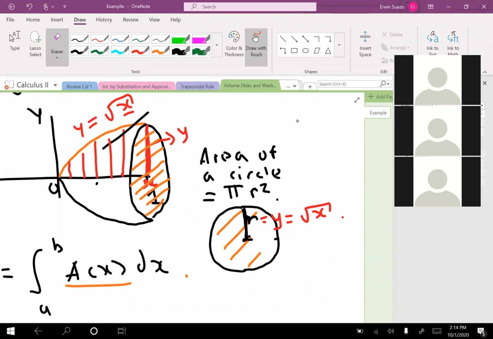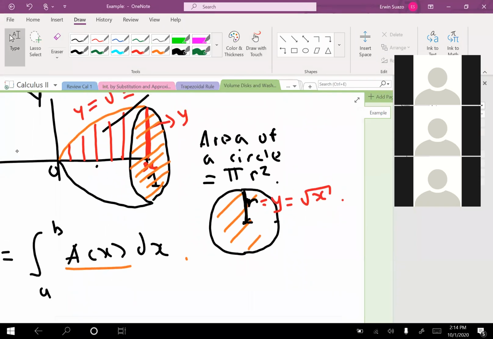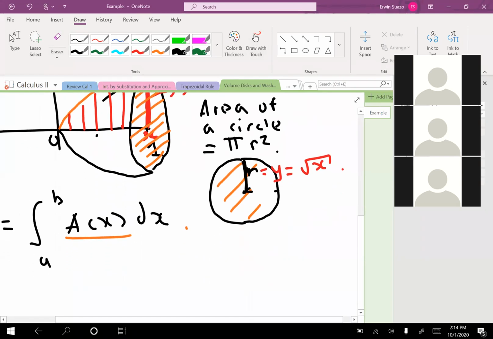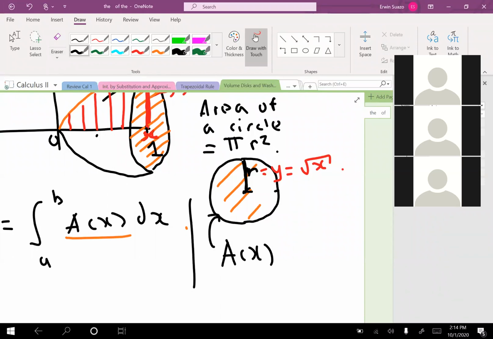Okay, so now that we know the area of the circle, let's write what this A of x is. Let's make a parenthesis here. A of x is the area of this guy, and then you get pi r squared. But r is just y, so you get pi square root of y squared.